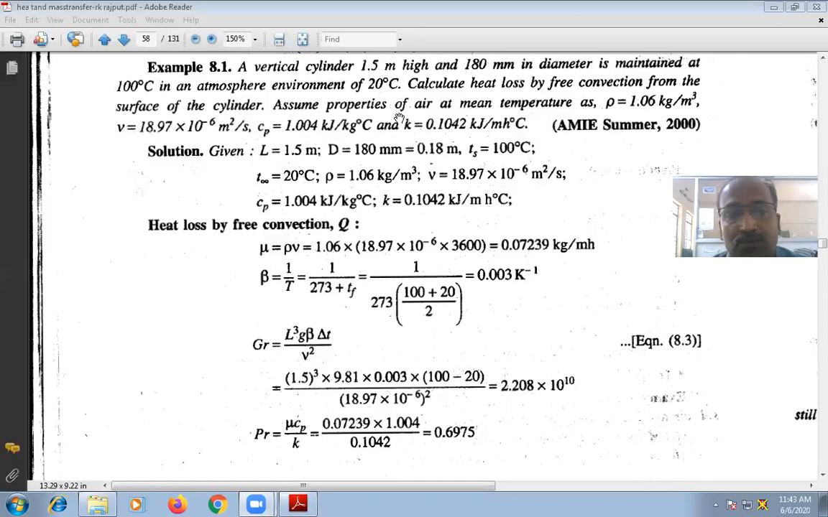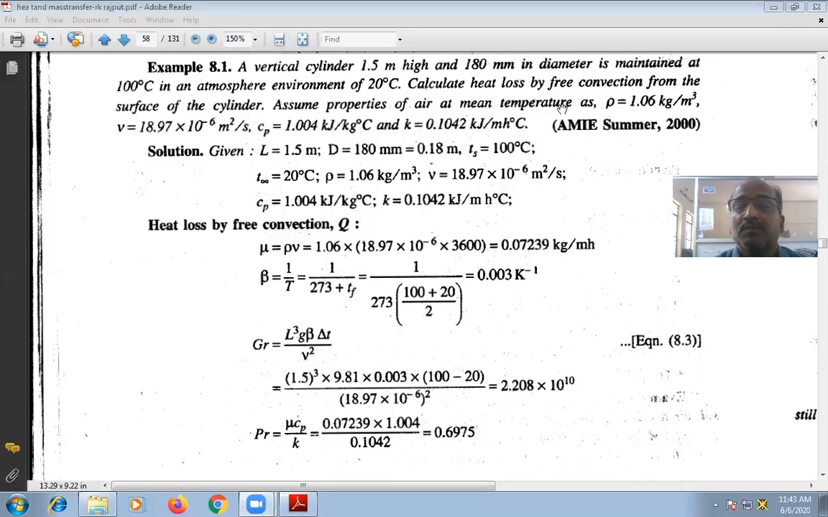So once again, I will tell, it is a vertical cylinder, 1.5 meter high and 180 millimeter in diameter. Vertically it is placed and is maintained at 100 degrees centigrade at an atmospheric environment temperature of 20 degrees centigrade. So average temperature means 100 plus 20, 120, 120 divided by 2 is 60 degrees centigrade. Film temperature is 60 degrees centigrade. Calculate the heat loss by free convection or natural convection from the surface of the cylinder.